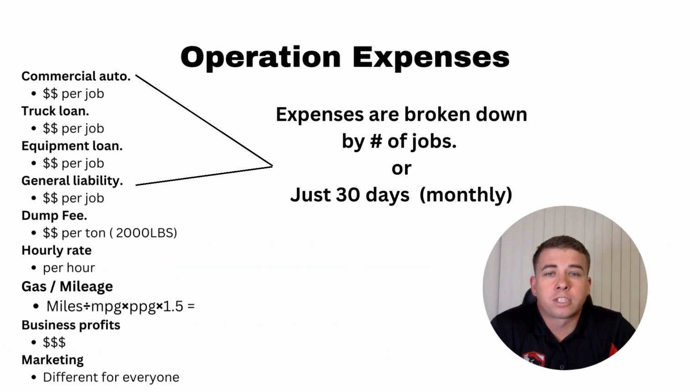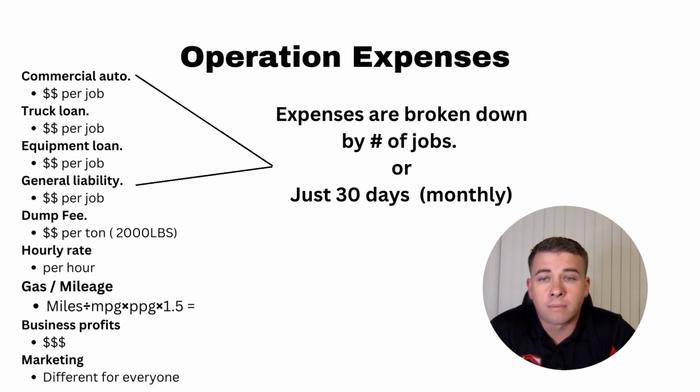Breaking down those operational expenses, you can do it one or two ways. Either divide it by the number of jobs monthly, or just do monthly in general. So your commercial auto, your truck loan, your equipment loan, and your general liability, those are fixed overhead expenses. They aren't going to change. So add all those up and figure out which way you want to divide it, and then you'll have the price that you need to incorporate for that quote. What will change is your dump fees, hourly rates, gas and mileage, business profits, and marketing.